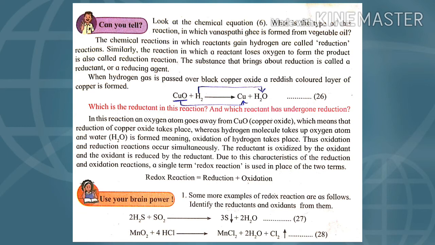For example, copper oxide reacts with hydrogen gas to form copper and water. That is, CuO plus H2 gives Cu plus H2O. Here, copper oxide gets converted into copper, that is reduction, and H2 gets converted into H2O, that is oxidation. That's why it is a redox reaction. Some more examples of redox reactions are 2H2S plus SO2 gives 3S plus 2H2O. Similarly, MnO2 plus 4HCl gives MnCl2 plus 2H2O plus Cl2 gas.